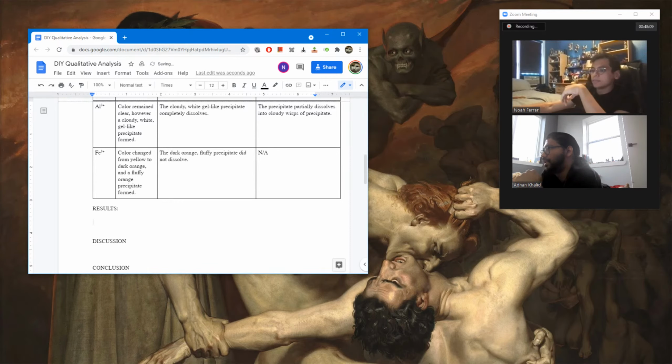Okay, so procedures you performed on your unknown. So this is what we'll do. I'll just write it, and we'll figure out where to put it later.